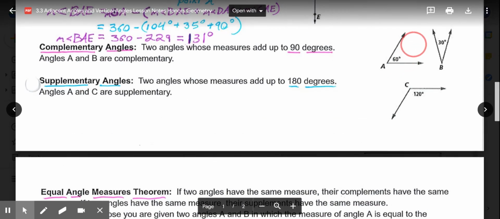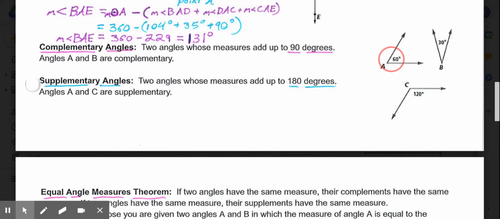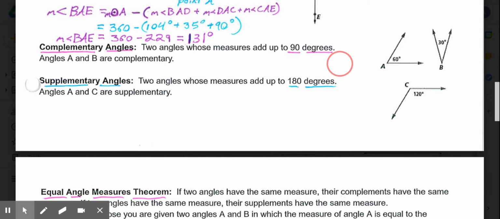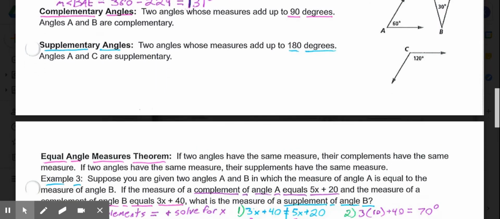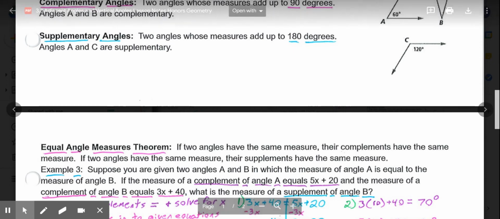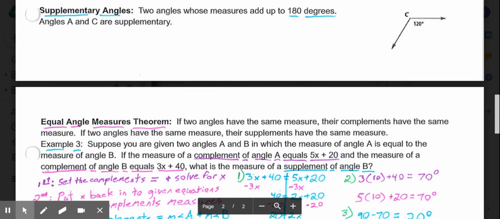So if we were looking for a complement to A, we would know that its complement is 30 degrees, 90 minus 60, and we know that any other complementary angle, so angle B is a complement to A. If we had an angle E as a complement to A, that would also have to be 30 degrees. Then with C, a supplement to C, we know is always going to be 60 degrees. So if we had another supplementary angle to C, other than A, it would also be 60 degrees, and A would be equal to that angle.